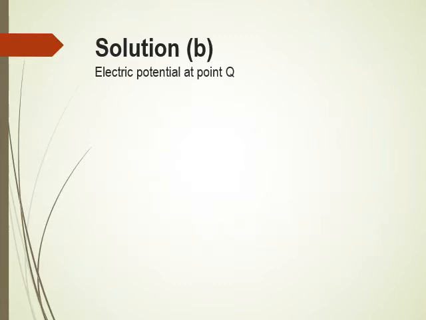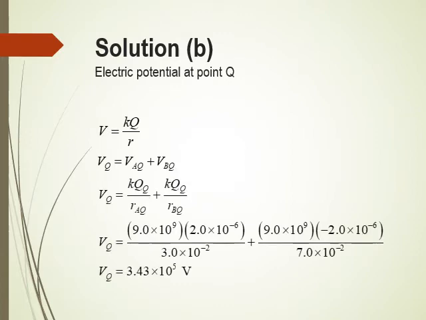Let us repeat the same steps for question B, electric potential at point Q. V equals kQ over r, and since we have 2 charges in the system, VQ equals VAQ plus VBQ. VAQ is due to point A, VBQ is the potential due to point B. And again, let us expand the equations and substitute the values, and you will get VQ equals 3.43 times 10 to the power of 5 volt.